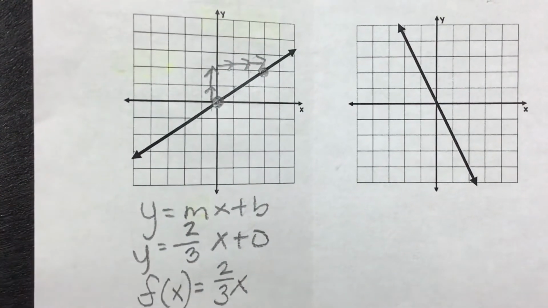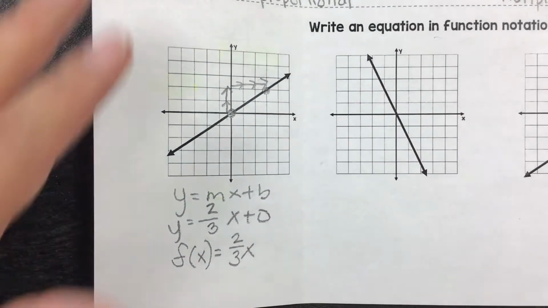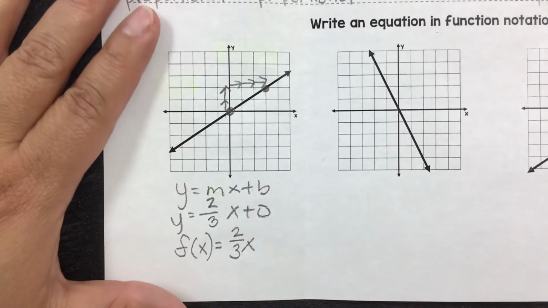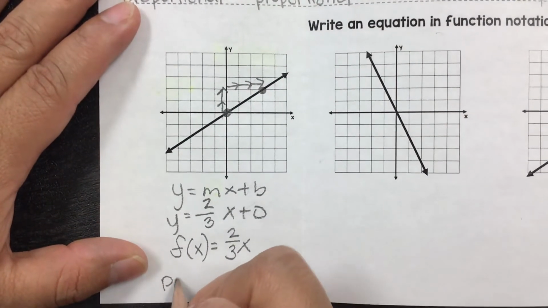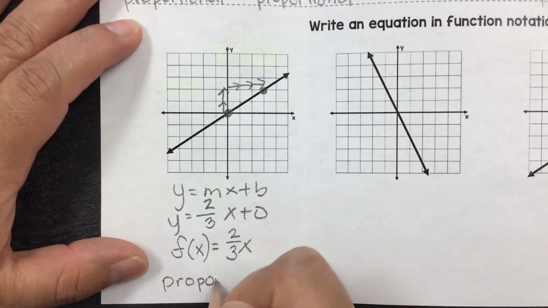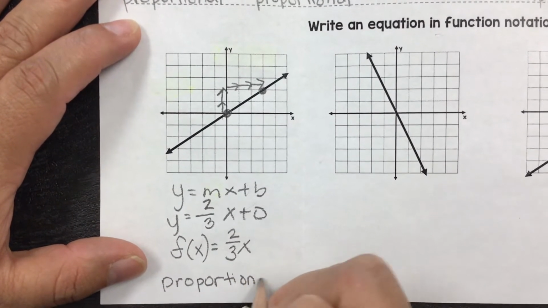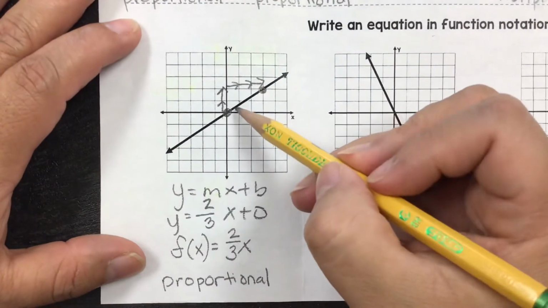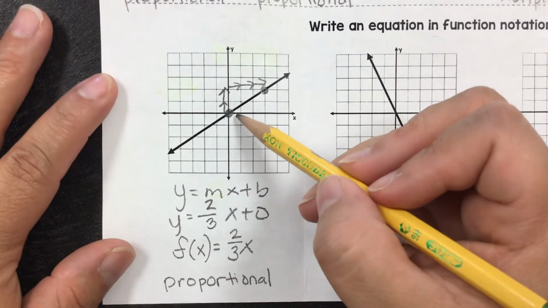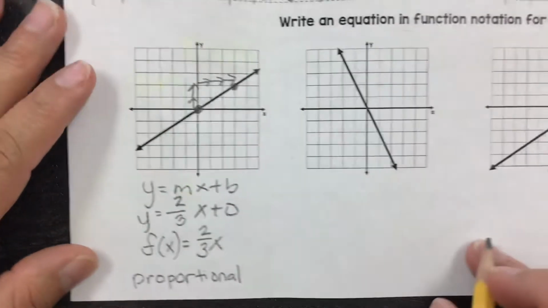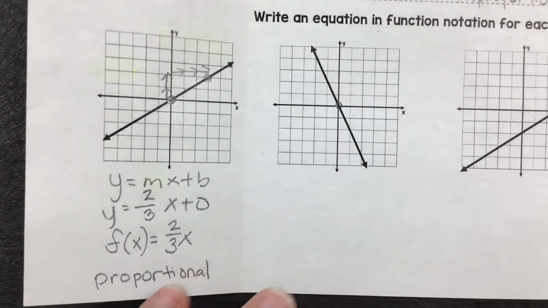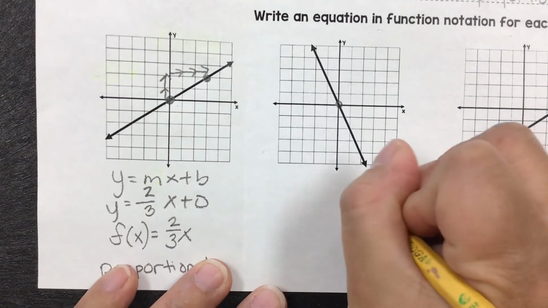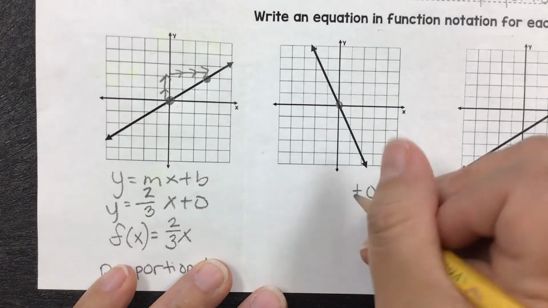So the other question that I could ask you is whether this is proportional or non-proportional, and the answer to this one would be proportional. How do we know? Because it goes through the 0, 0 or the origin. Right, next one. This does go through the 0, 0, making this a plus 0. Go ahead and write your x.